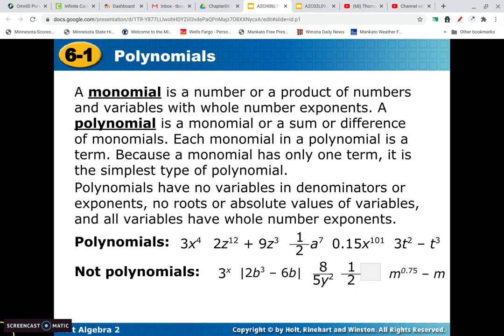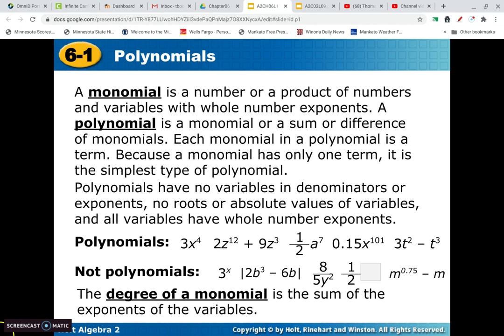Looking at the ones that are not, anytime we have an x in the exponent, absolute value, a variable in the denominator, fractional exponents, those types of things, those are not polynomials. Everything else that you see up there is a polynomial. So the degree of a monomial is the sum of the exponents of the variables, just the variables.